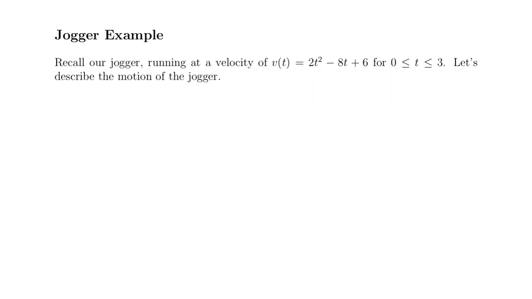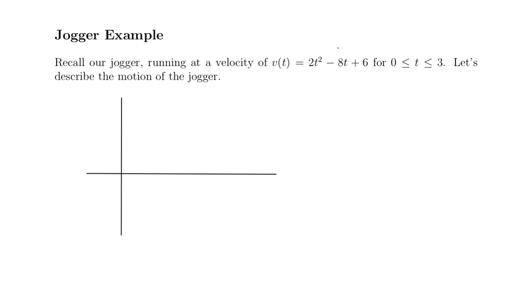So let's go back to our jogger. We've got this 2t squared minus 8t plus 6 velocity function on the interval from 0 to 3. First, we're going to describe the motion of our jogger. What I think would be best is to graph this velocity function. That way we can make sure we understand what's going on here. So we'll take a look at the picture of our velocity function.